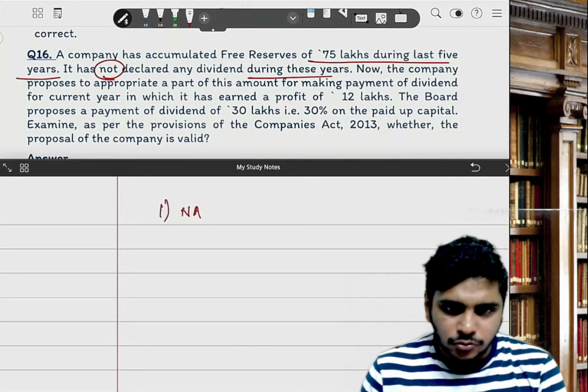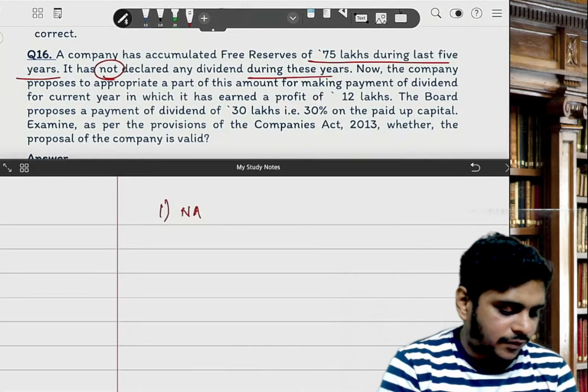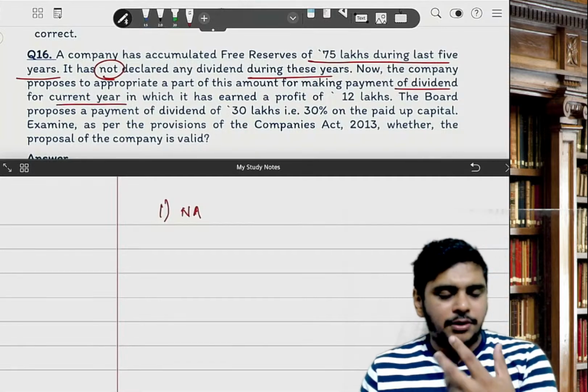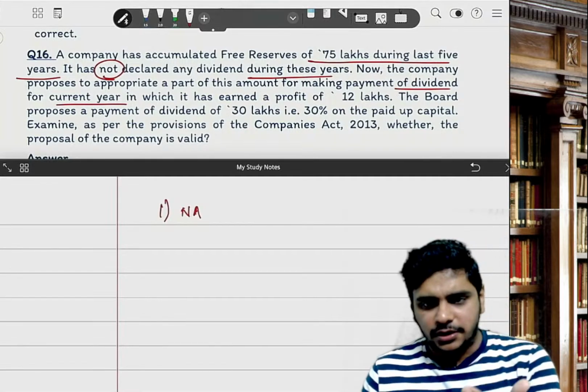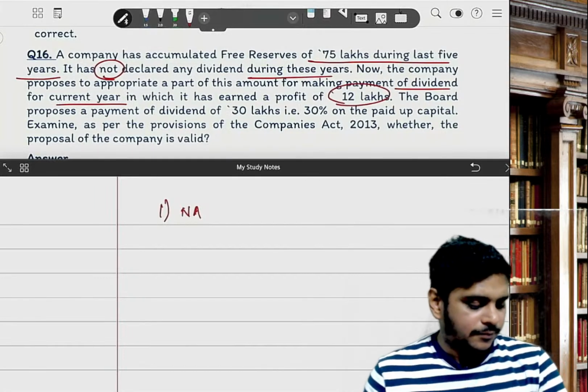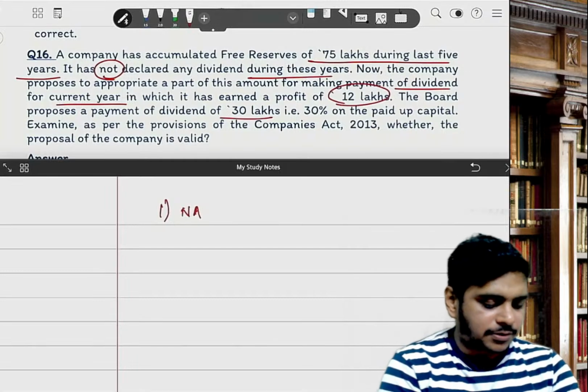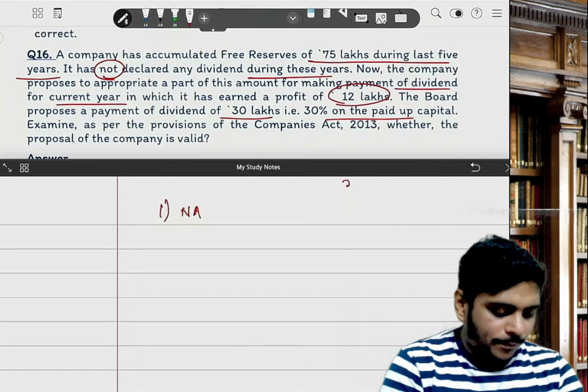Now the company proposed to appropriate part of this amount for making payment of dividend for the current year. When they say payment of dividend, that means it is always a final dividend. In which it has earned a profit of 20 lakhs, so 20 lakhs becomes the current year's profit. Now the board proposed a payment of 30 lakhs, that is 30% of the paid up capital.